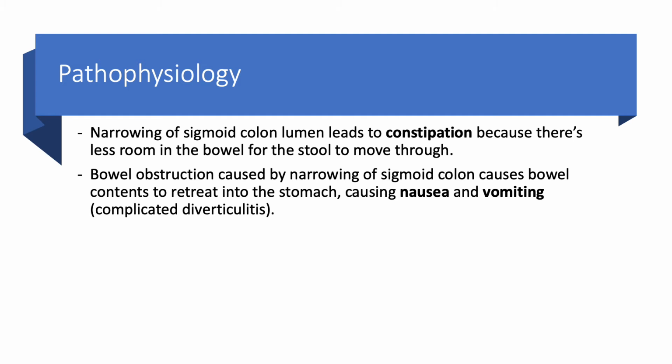So this bowel obstruction caused by narrowing of the sigmoid colon causes bowel contents to retreat back into the stomach because they can't pass through the colon and be excreted anymore because of the bowel blockage. So they retreat back into the stomach, and this causes nausea and vomiting. And this is known as complicated diverticulitis.